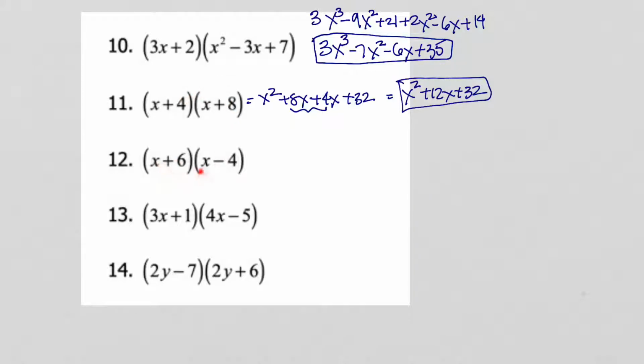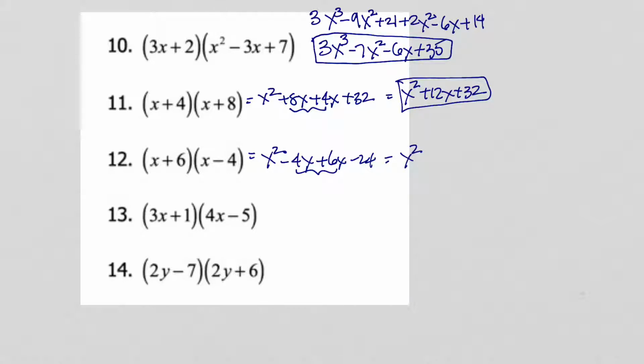Let's do it down here. First and first, there's the x squared. The outer product, positive x times negative 4 is negative 4x. The inner product, positive 6 times x is positive 6x. And then the last and the last, 6 times negative 4 is minus 24, and we can combine those two together, giving us x squared. Now, negative 4x's plus 6x's is 2x's. And then we've got that minus 24.